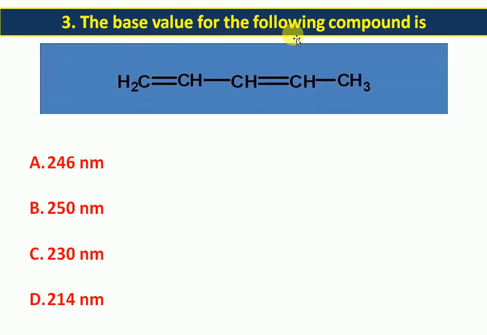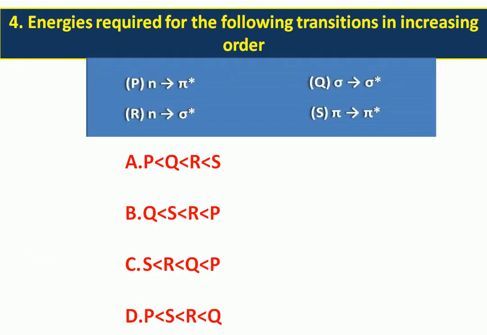The base value for the following compound is. So this compound is given, and options are given: 246, 250, 230 and 214 nanometer. So you can see two double bonds are given. So it is a diene system, and diene system has a base value, parent value of 214 nanometer. It is given in option number D. So option D is the correct one. In some books, the base value for diene is given as 215 nanometer. Accordingly, you have to solve the question. Let us move to the question number 4.